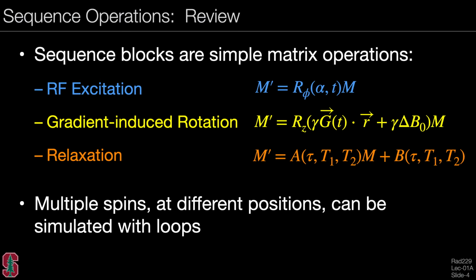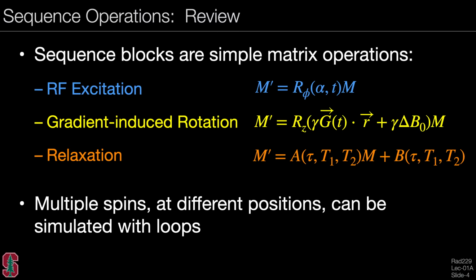Let's review the simple sequence operations. Remember that sequence blocks correspond to simple matrix operations. RF excitation or nutation is given by multiplication by a rotation matrix. Here the rotation axis is given by angle phi in the mx-my plane or transverse plane. Gradient-induced rotation is given by a rotation around the mz axis, and this can include gradient effects or off-resonance effects or other effects.